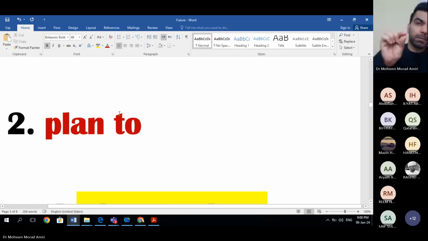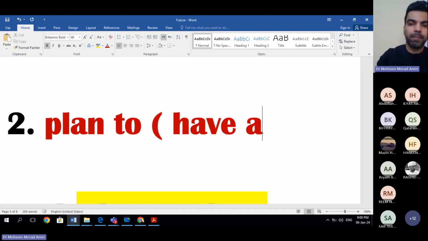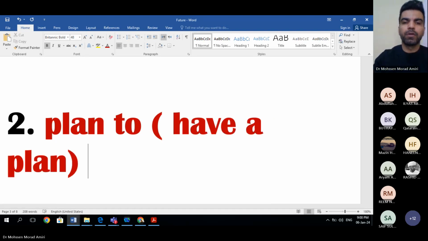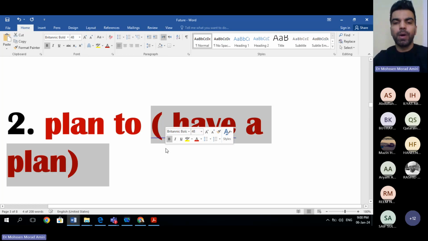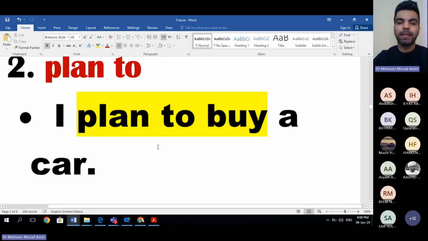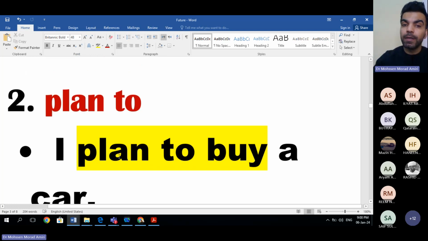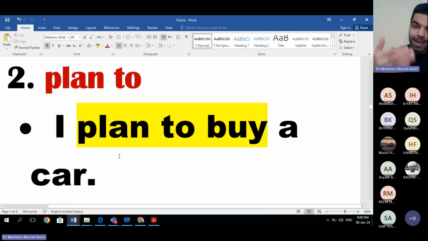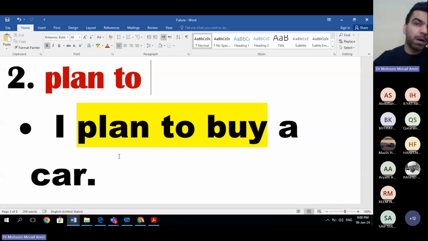Another word that you can talk about future is plan to, or I have a plan. So how to use plan to? You need to know how to use it. I plan to buy a car. In the next summer, in the upcoming summer, or on my summer vacation, I plan to buy a car.